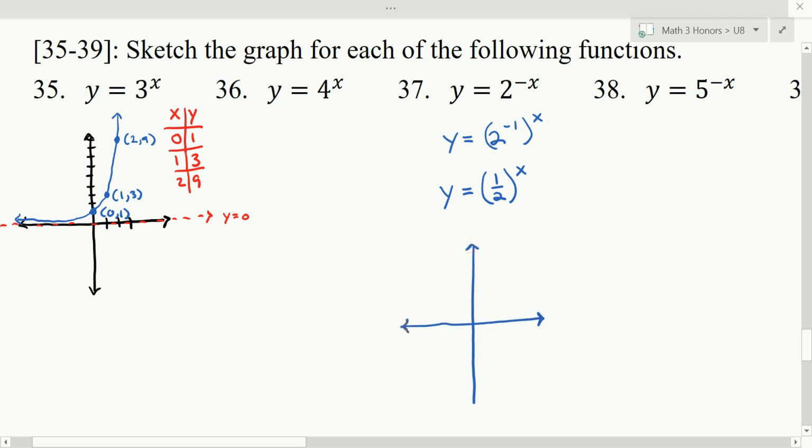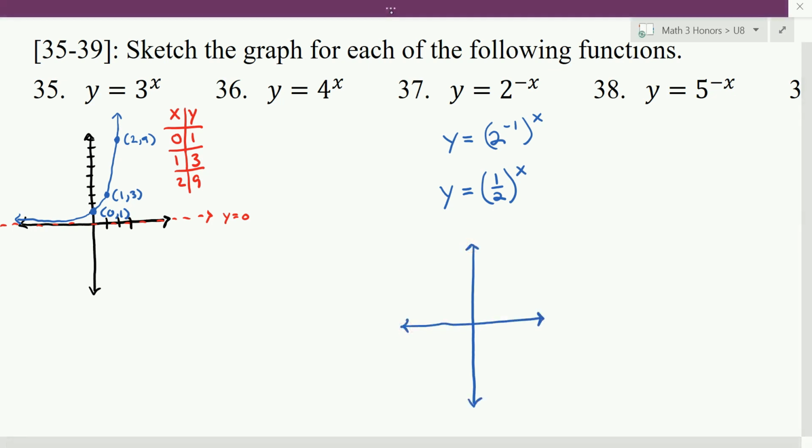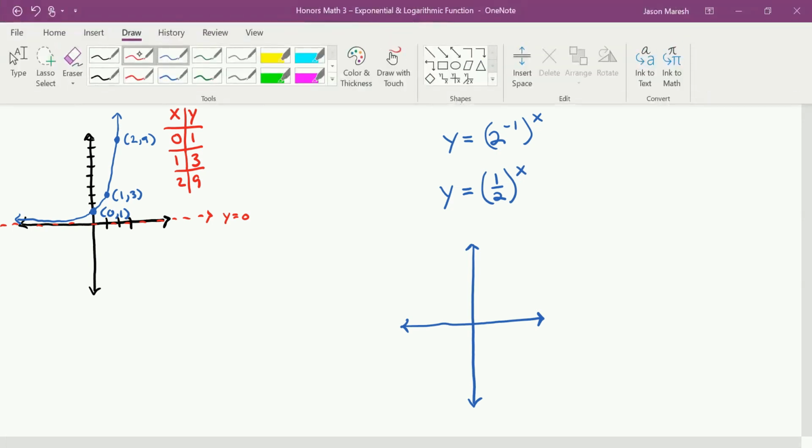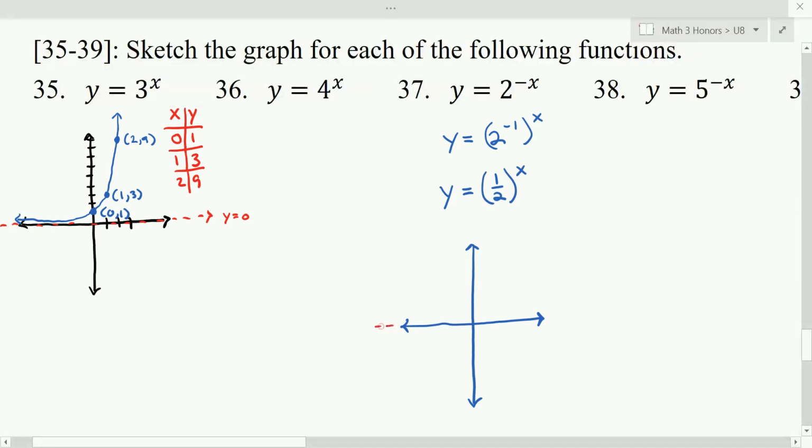So it's still going to get closer and closer to the x-axis, but more on the right side of the graph instead of the left side. Still got that horizontal asymptote at y equals 0. The points that you're going to want to plot, though, are probably the points on the left side, because that will give you integer values. If you go on the right side, it's going to be lower than 1. They'll all be fractional. You can graph them if you want. It'll just be harder to find those points.